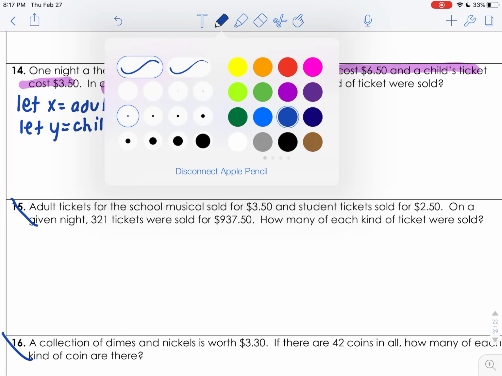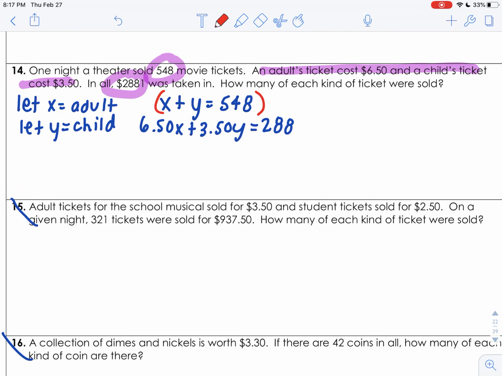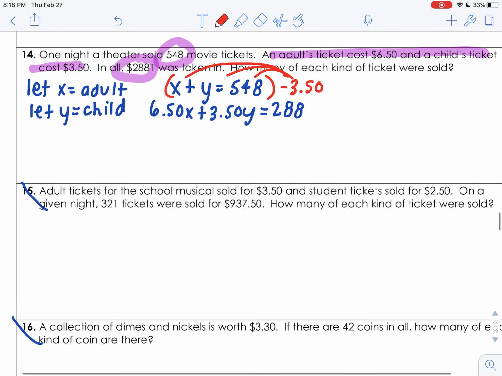So I'm going to multiply the top by, I'll cancel out the y's. So I'll multiply by negative 3.50. That way this will cancel out because it'll be the same number but opposite sign. So just multiply everything by negative 3.50 and finish that problem right there.